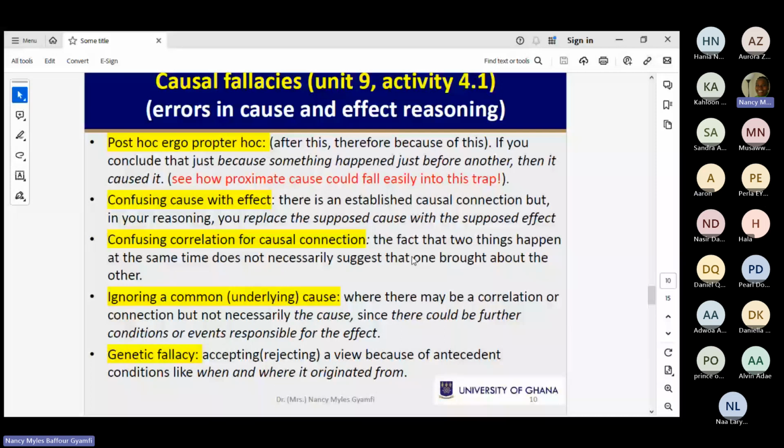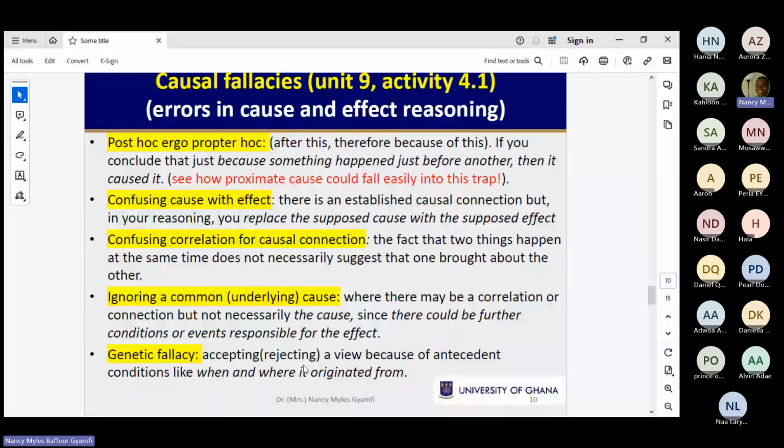Asher, if you don't talk, then you know. So I give you one minute. Go ahead. Okay, madam. I wanted to ask, like the example you gave about the laptop and the students getting an A, is it ignoring a common underlying cause? Yes, sir. I think so.